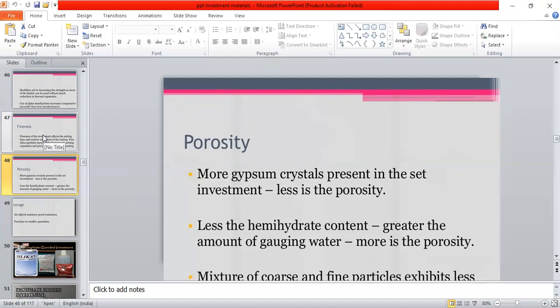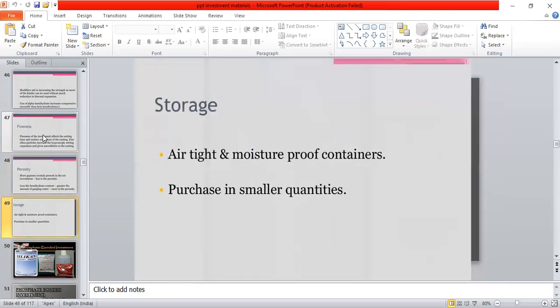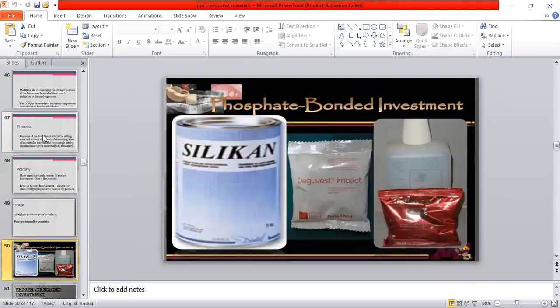Here it shows that the more gypsum crystals present in the investment, the less porous it will be. So the less the hemihydrate content, the greater the amount of the purging water, and the more porous it will be. Then the next property is their storage. So it should be stored in an airtight and moisture proof container, and it should be purchased in small quantities.